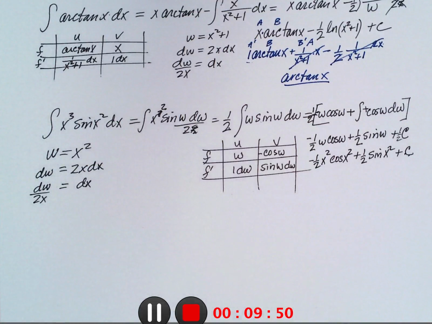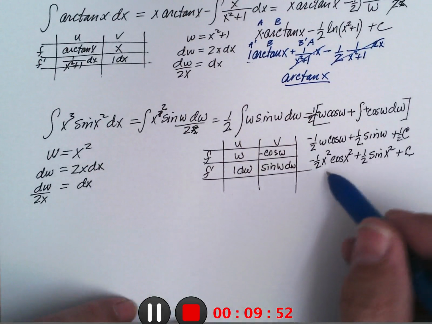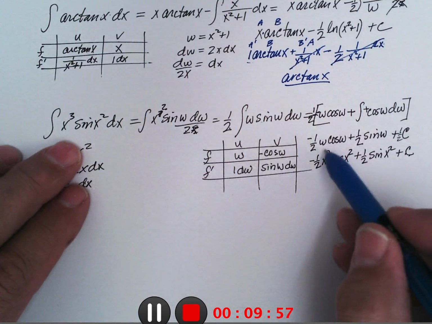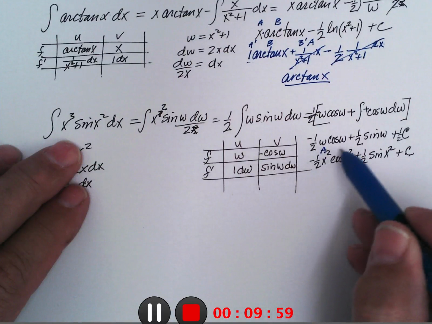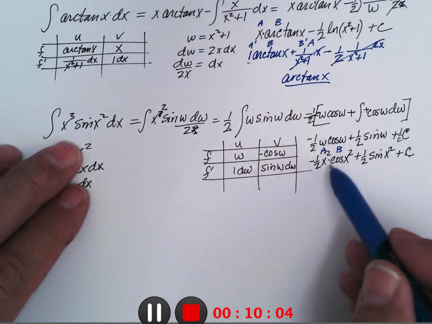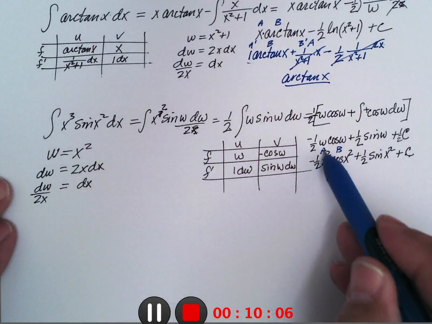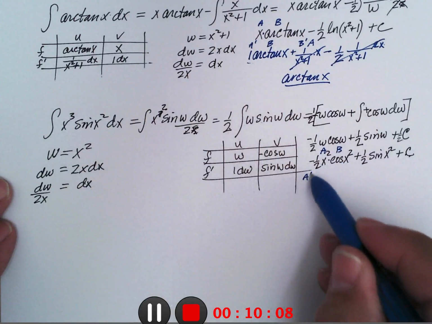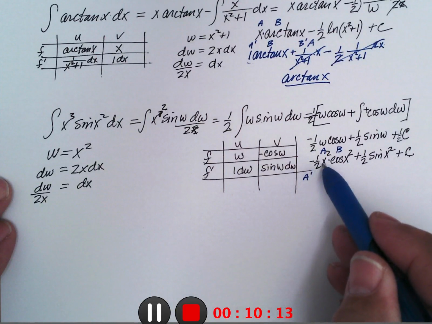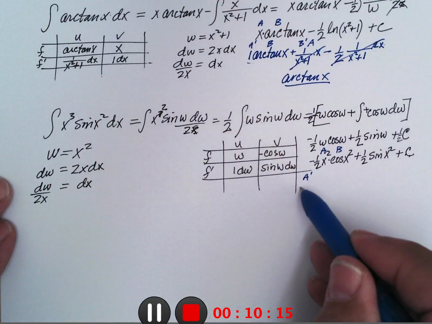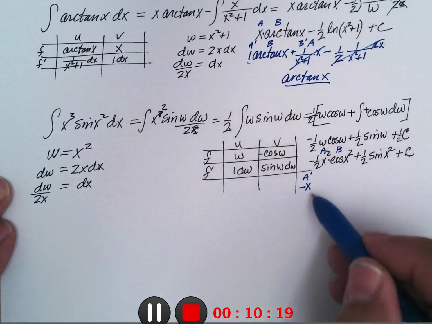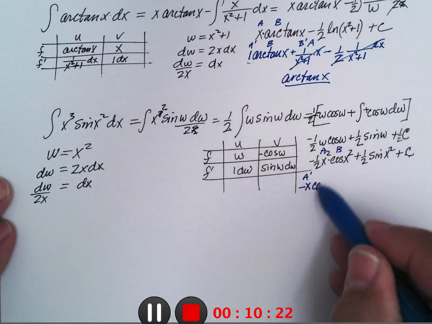Anyway, take the derivative of this to check. So I'm pulling out the blue pen. We have A, B, this is a product. This is not a product over here. The product and chain rule. So the derivative of A would be 2 times negative half is negative 1, x to the 1, so negative x times b, which is cosine of x squared.